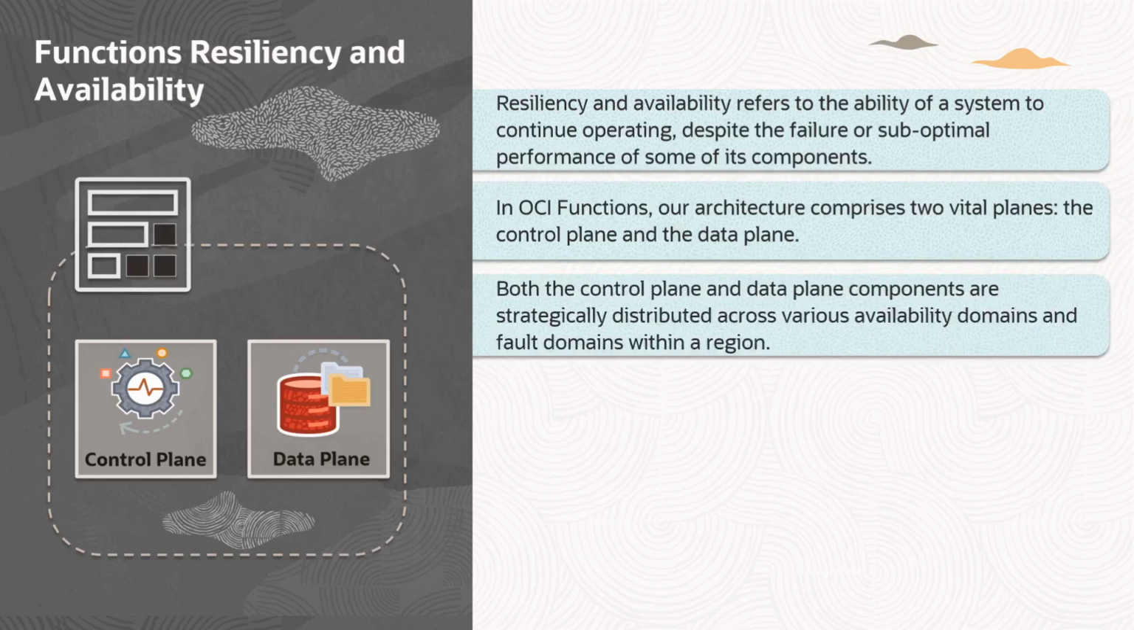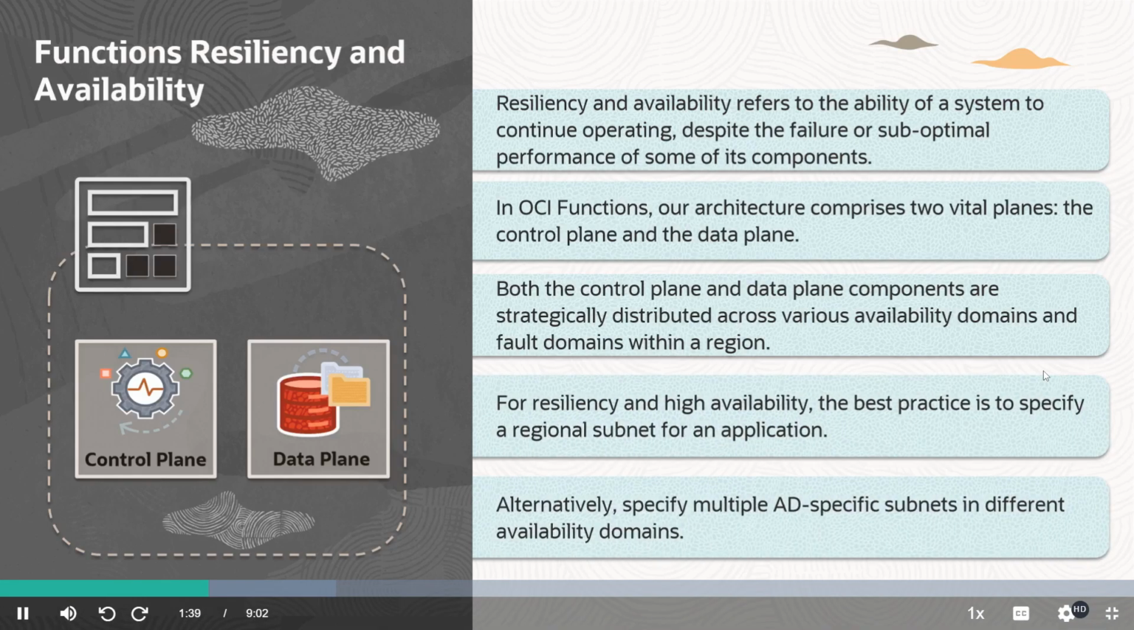OCI Functions prioritizes resiliency and high availability by distributing its control and data plane components across multiple availability domains and fault domains within a region. This distributed architecture ensures that if one domain experiences an outage, the system can seamlessly switch to alternative domains to maintain uninterrupted function management and execution.